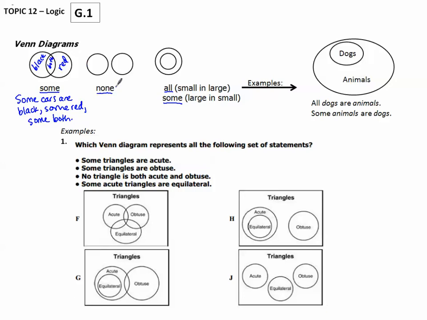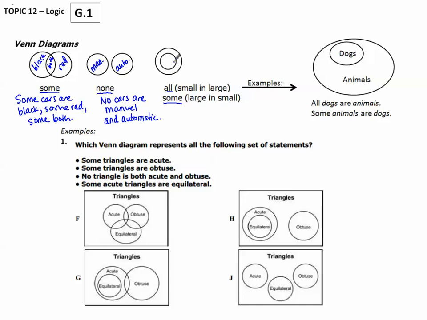An example with none would look like no cars are manual and automatic. Thinking about the transmission, how you drive it. So you have a manual car that can't have any overlap with the automatic car because it can't be both. There can't be anything that has both. You also sometimes have to think of the sense of what the sentence is describing.